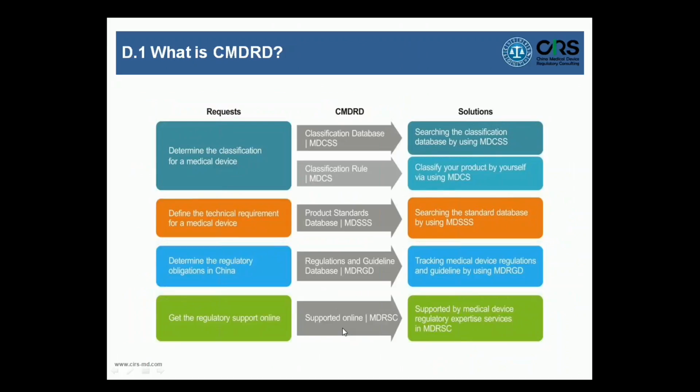Also, CMDRD can help you based on your request. If you want to determine the classifications, then you use the MDCSS and the MDCS. If you want to define the technical requirements, then you use the MDSSS. And if you would like to determine the regulatory obligations in China, then check your med device regulations by using MDRGD. And to get our support, just use the MDRSC. So very clear and very, very smart.